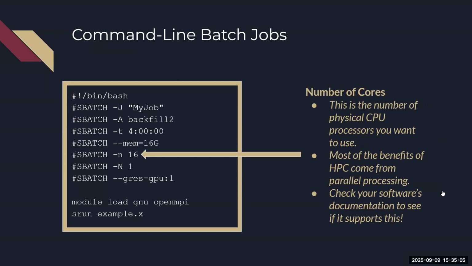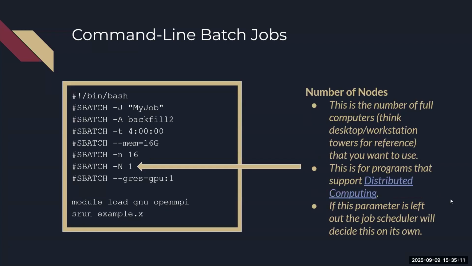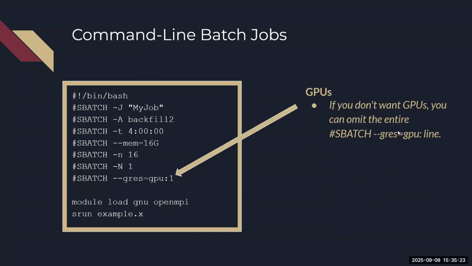The number of cores is our lowercase n, and then our capital N is our number of nodes. And then typically we recommend doing just 1 node. If you know that it's not parallel, or if you're not sure if it's parallel, then probably 1 node is your best bet. And then this line here is for having 1 GPU.